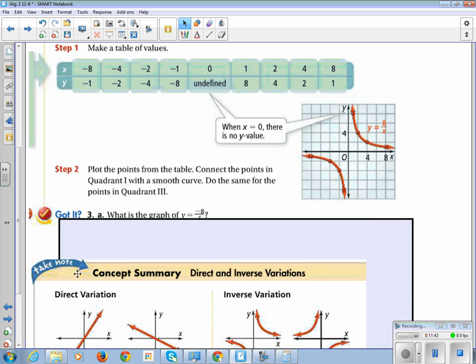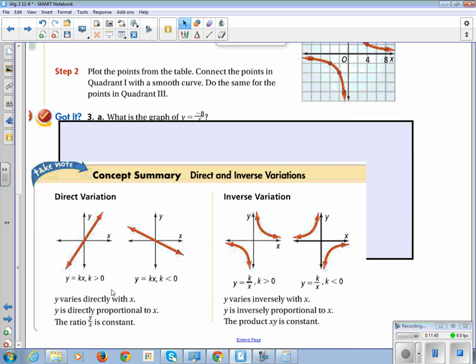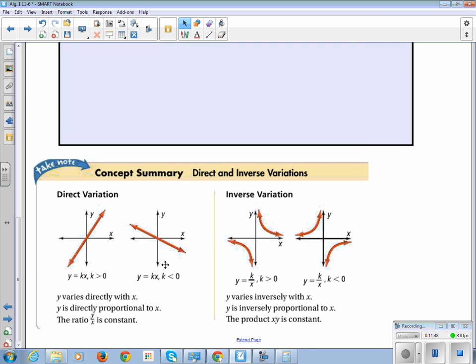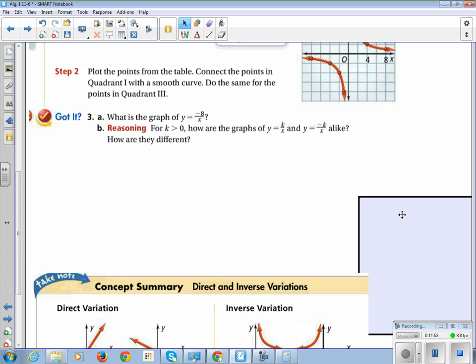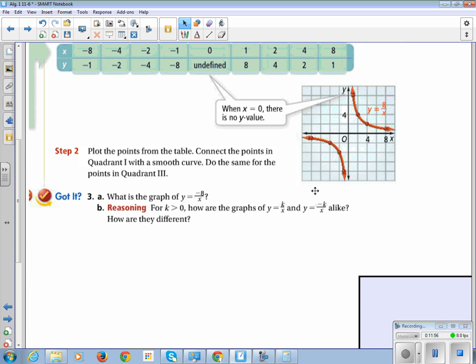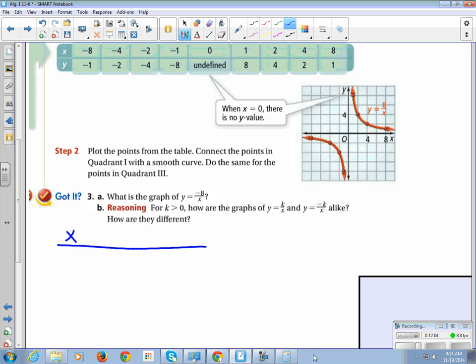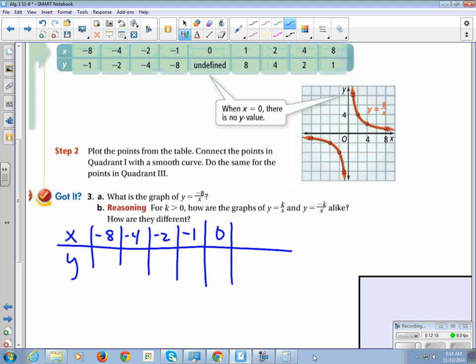All right, so we're going to do the same thing. Let's extend this page. So what is the graph of negative 8 divided by x? Let's make a little table. I'm going to use the same values they had up here: negative 8, negative 4, negative 2, negative 1, 0, 1, 2, 4, 8.